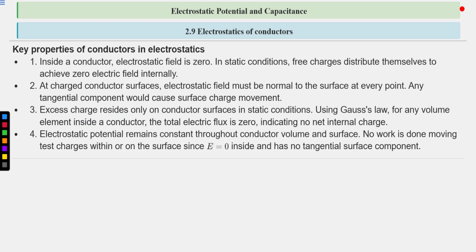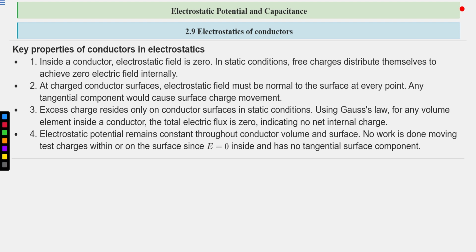Electrostatic potential remains constant throughout the conductor volume and surface. No work is done moving test charges within or on the surface, since E is equal to 0 inside and has no tangential component on the surface.